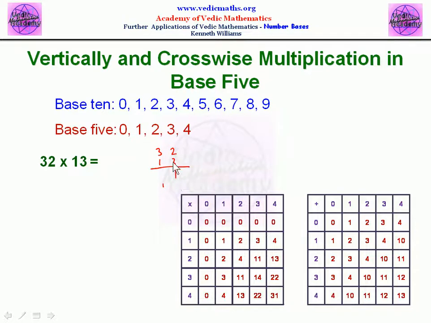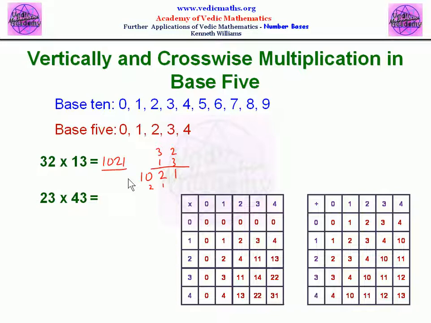Now we have the crosswise step. So we have 3 times 3, which is 14. 2 times 1 is 2, and we have to add 2 to 14, which gives us 21. And with the carry, we get 22. Finally, we have the vertical on the left. 3 times 1 is 3, and 2 is 10. 1021. Let's take another example.